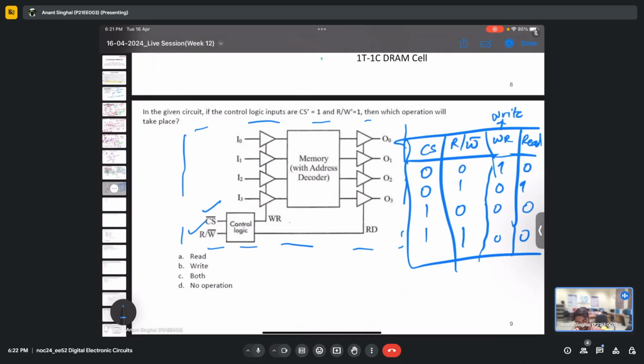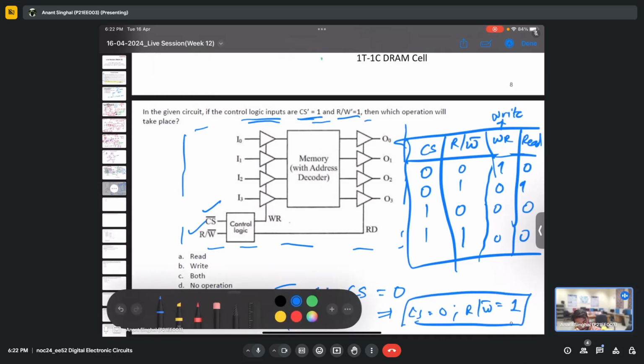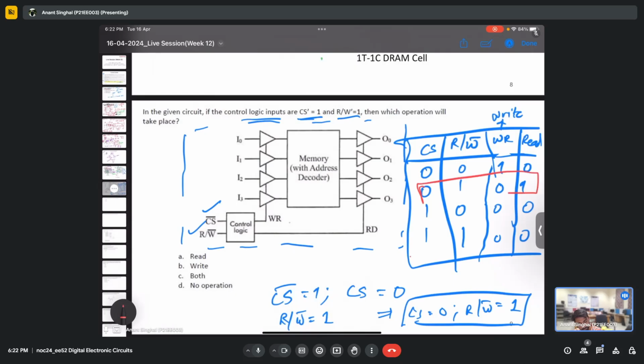Now the question says, in the given circuit, if the control logic input CS complement is 1, that will make CS as 0, and read by write complement is 1. So what is the condition given? That CS is 0 and read by write complement is 1. We can easily check in the truth table which operation this condition corresponds to. It will be in the read state. So you just need to learn this truth table for this particular question, and you will get the answer quickly.